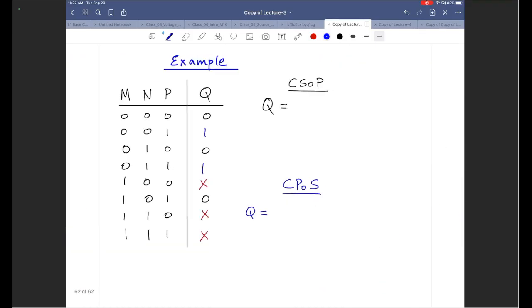Now let's try to do a very quick example here, which talks about a function Q which has a few don't care situations, and we are trying to write the canonical sum of product as well as the canonical product of sum expression for Q. So let's write it for CSOP first. Let's do it in black. So what should I write for CSOP? In the complete form, how can I write it?